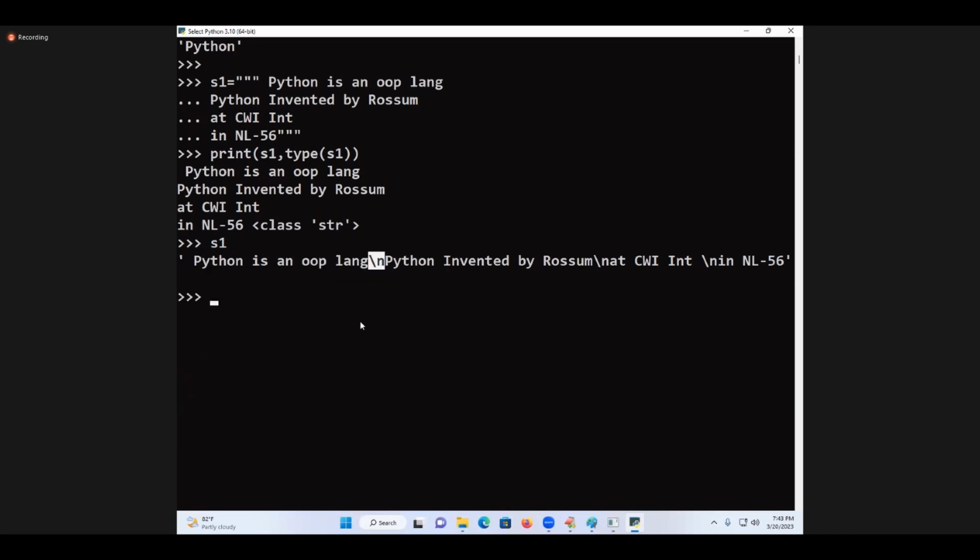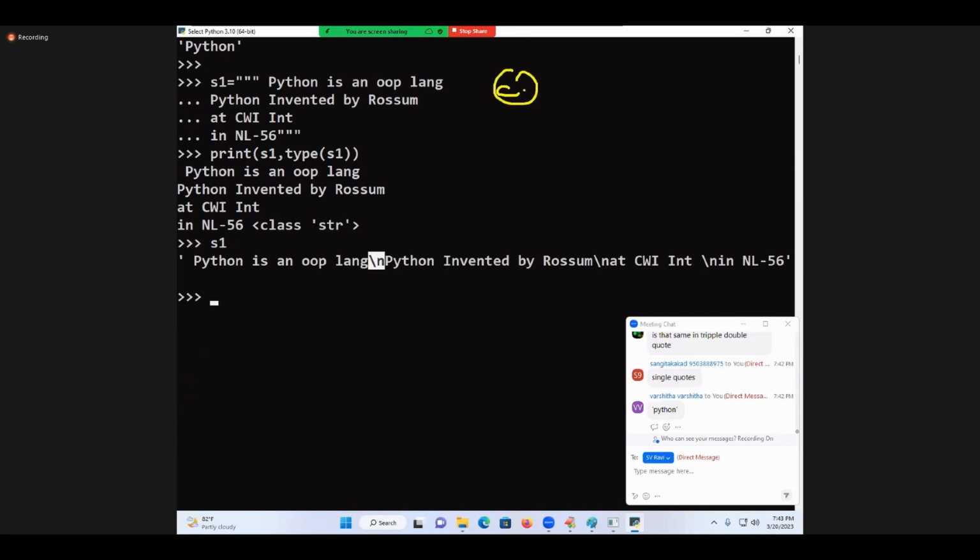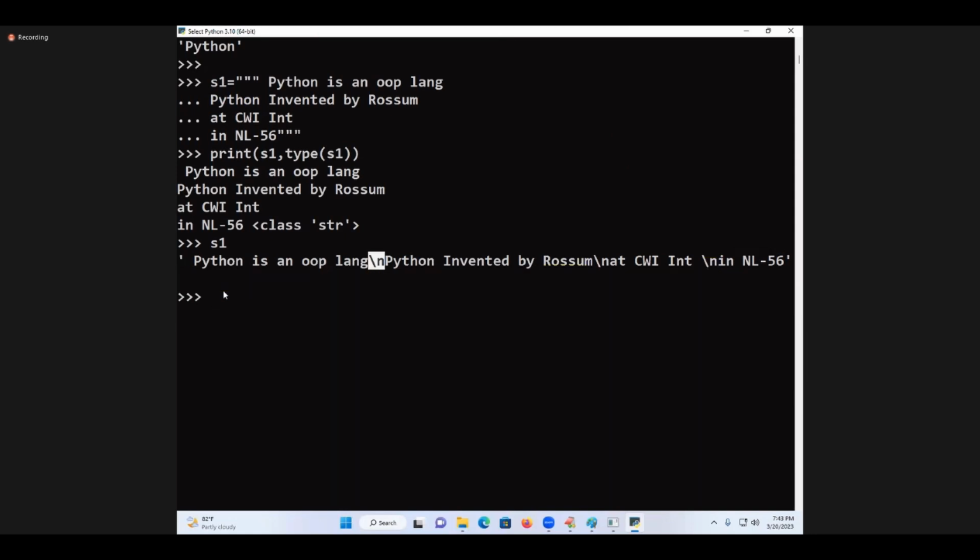\n represents what? New line. In C language, in C++ and Java, \n is called a new line. This indicates from here it will come to a new line. From here it is coming to a new line. From here it is coming to a new line. But it is stored internally in the form of single quote. Why? To minimize the memory space. Did you understand this point? Because these are all internal parts of the subject.